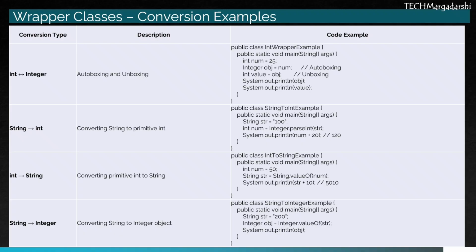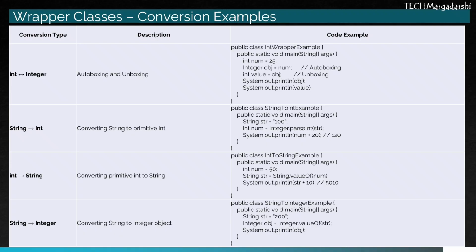Next is string to int conversion. In this example, a numeric string is converted into a primitive int using Integer.parseInt. This is commonly used when taking input from users because input is usually received as a string. After conversion, arithmetic operations work normally, which is why the result becomes 120.